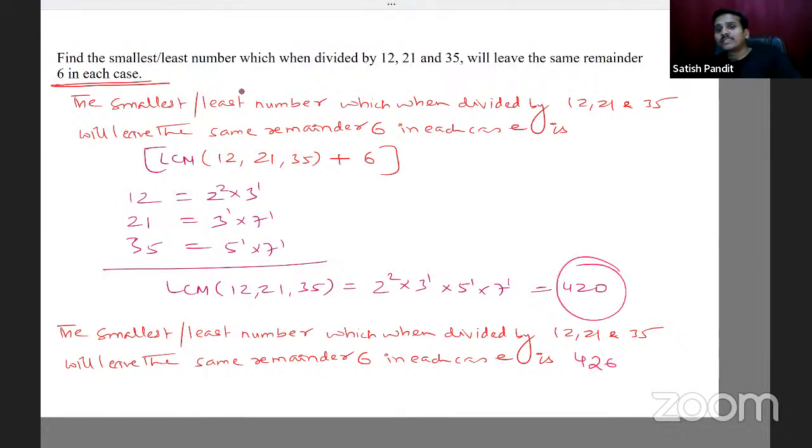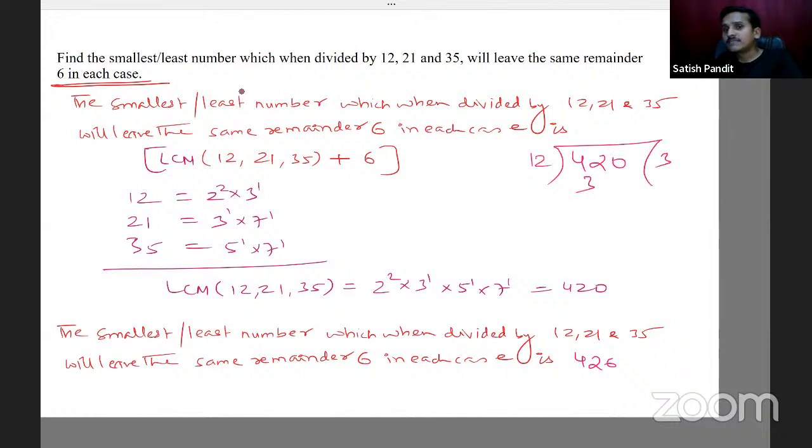If you divide 420 by 12, 12 threes are 36, 12 fives are 60. The remainder is coming out to be 0. But since you want the remainder to be 6, you have to add plus 6 after getting the LCM. So that is what I've written here, no? Maybe I forgot to write here. So you have to add actually a 6. So the answer will be LCM plus 6.